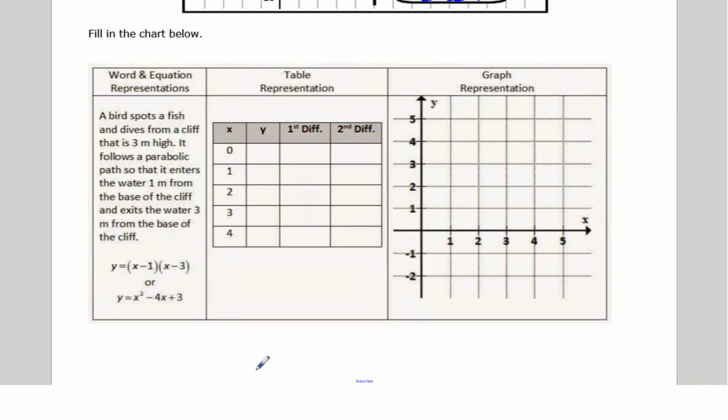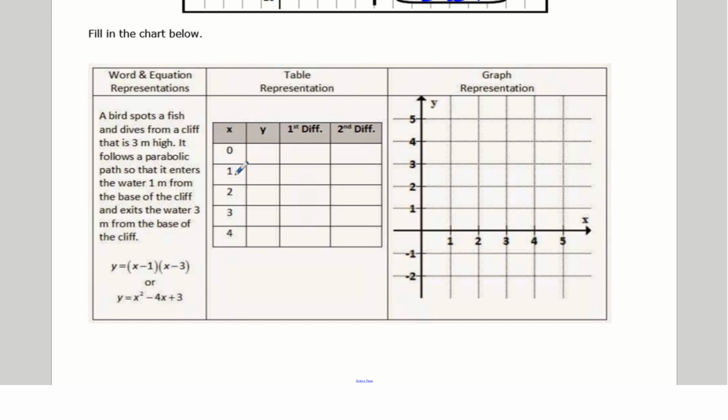Now we are going to see one scenario that could be modeled by a quadratic relation. A bird spots a fish, and the depth from a cliff could be modeled by y equals x minus 1 times x minus 3, or you could expand it to get the standard form. They are equivalent. From this example, we create a table of values, the first differences and second differences, the characteristics of a quadratic relation.